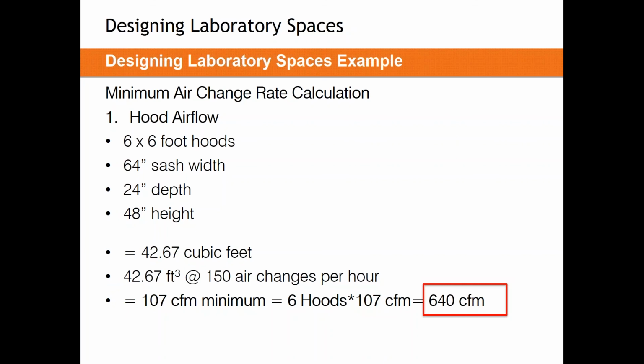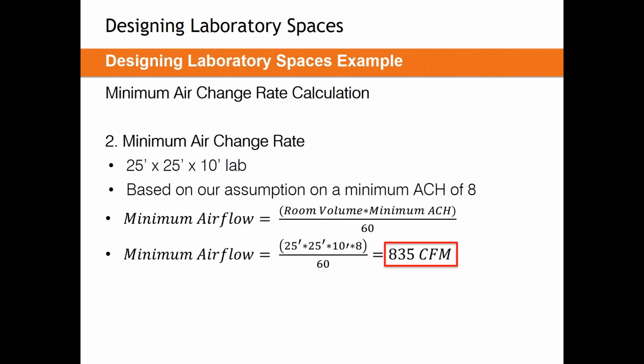Now we're going to assume the minimum hood air changes per hour will work for us. So 42.67 cubic feet at 150 hood air changes per hour gives us 107 CFM at the minimum position. So we can never go below that on the fume hoods. There's 6 of them. When you calculate it out, we need 640 CFM always being exhausted from this laboratory.